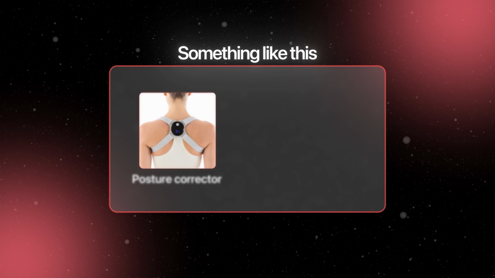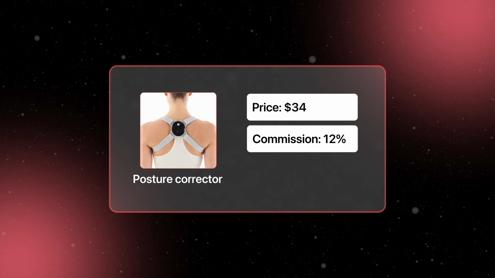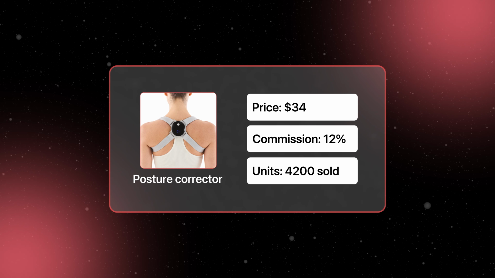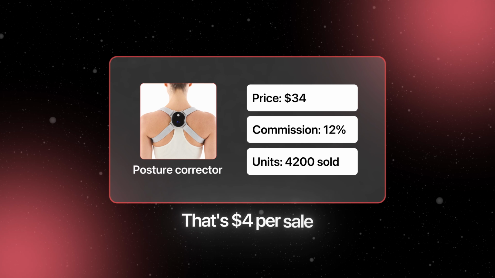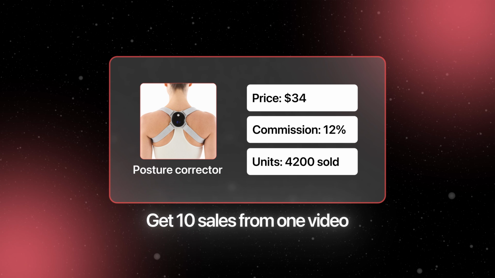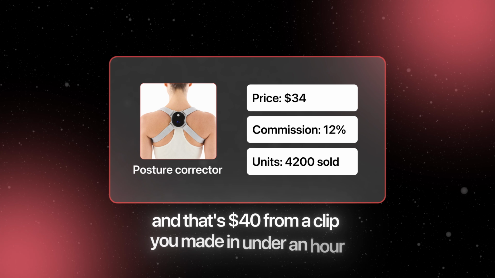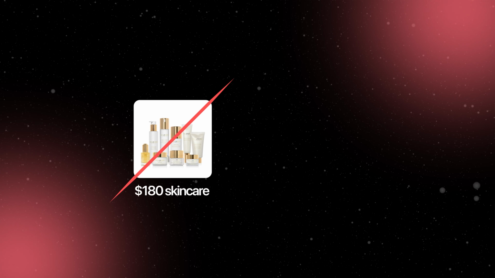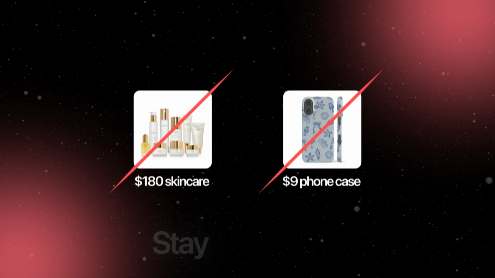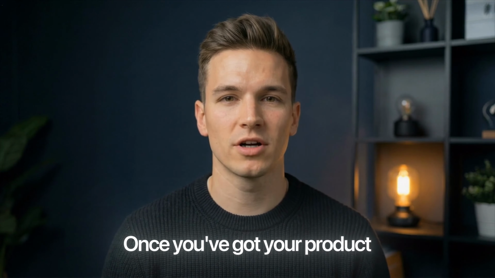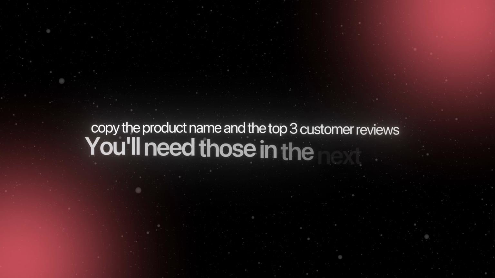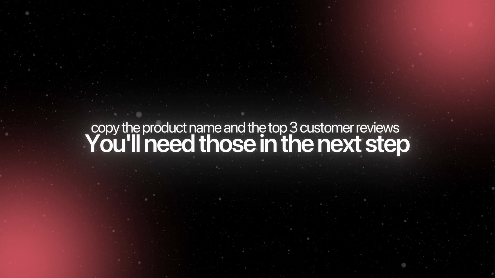Something like this: a posture corrector at $34, 12% commission, 4,200 units sold this month. That's $4 per sale. Get 10 sales from one video, and that's $40 from a clip you made in under an hour. Skip the luxury items, skip the ultra cheap stuff. Stay in the zone. Once you've got your product, copy the product name and the top 3 customer reviews. You'll need those in the next step.